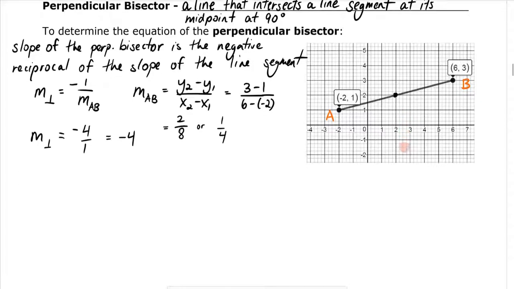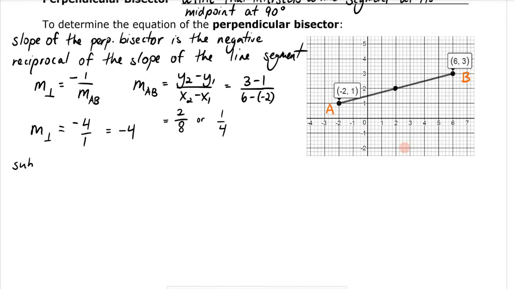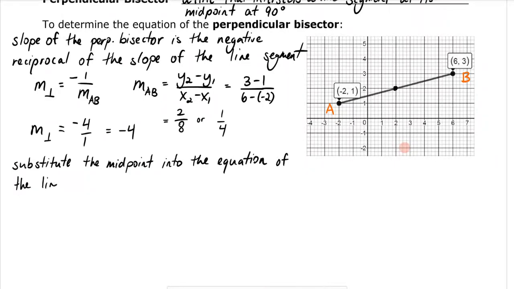Okay, so the next thing you do is you substitute the midpoint into the equation of the line to find the y-intercept. Okay, so you may be wondering what does that mean?